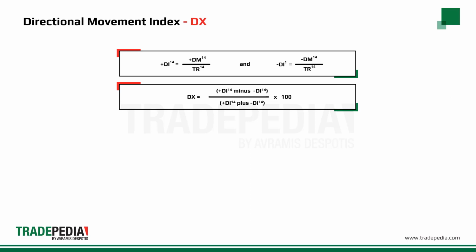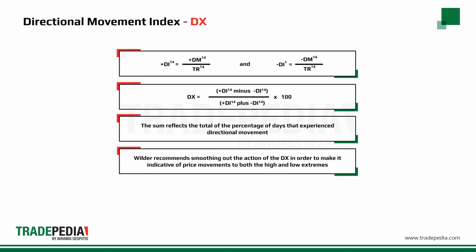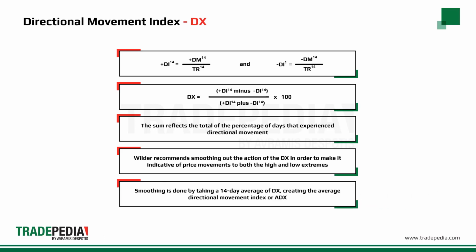All of these calculations result in an indicator called the Directional Movement Index, DX, that measures the difference between the two DIs. The sum reflects the total of the percentage of days that experienced directional movement. Wilder recommends smoothing out the action of the DX in order to make it indicative of price movements to both the high and low extremes. Smoothing is done by taking a 14-day average of DX, creating the Average Directional Movement Index, or ADX.